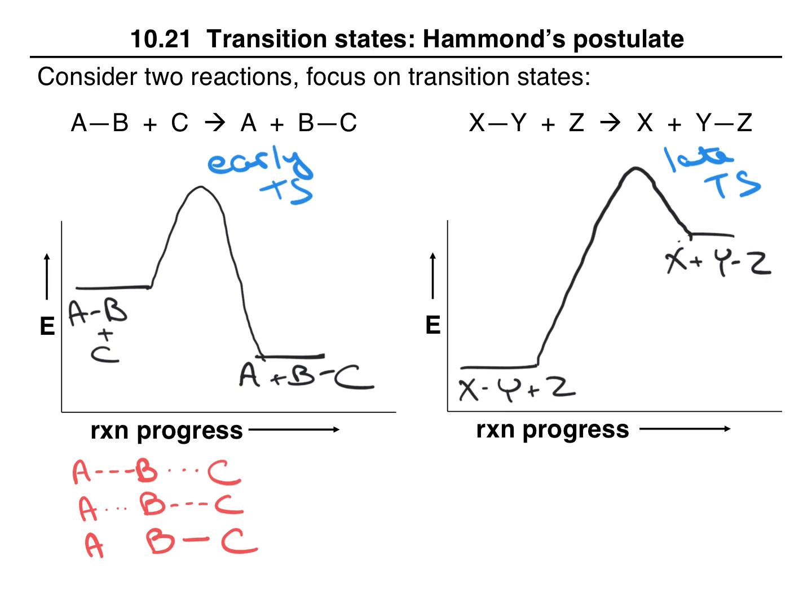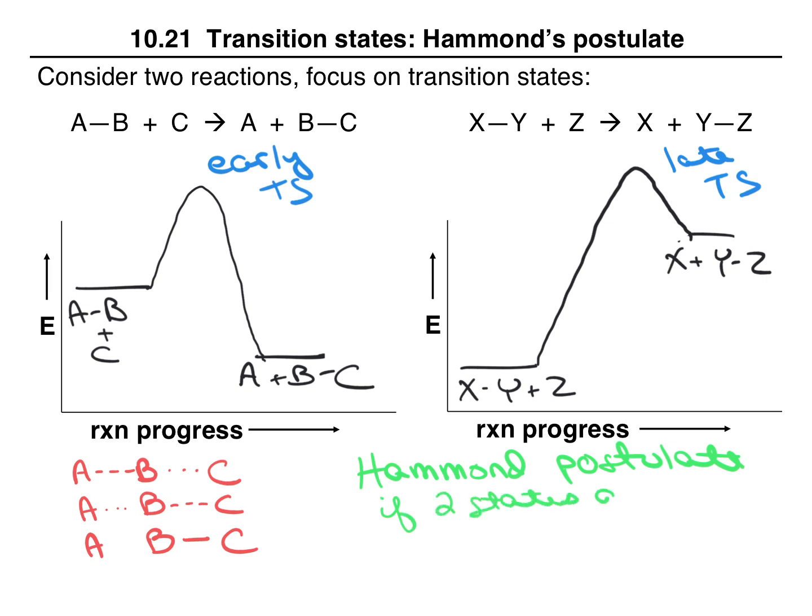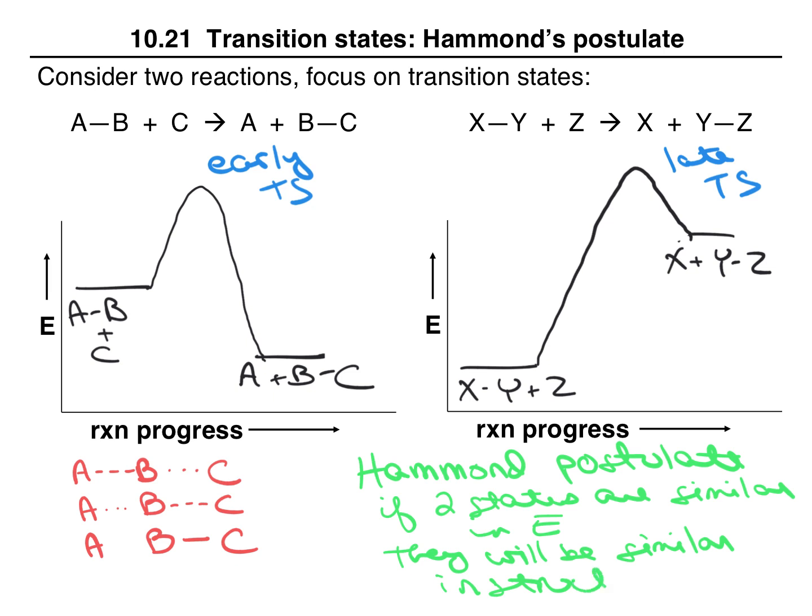Now, why do we want to think about an early transition state or a late transition state? Well, we want to think about the Hammond postulate. This says if two states are similar in energy, they will be similar in structure.